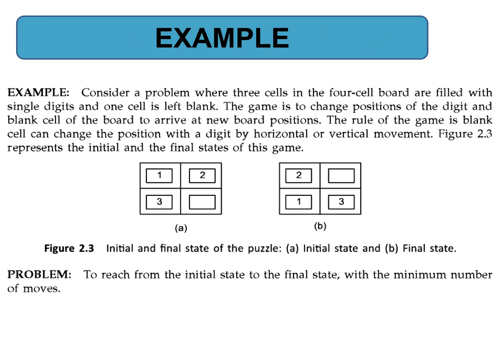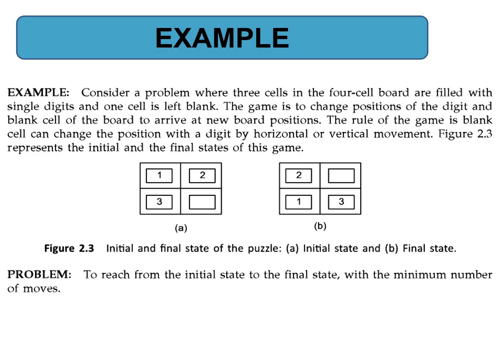So let me take a good example. We can take it as a block problem, considering three cells. The four-cell board is filled with single digits and one blank cell. The game is played by changing the positions of the digits, and the blank cell can be represented with a new board position. The rule of the game is that the blank can change position with a digit through horizontal and vertical movement. So the initial state will be 1, 2, 3, as given. The final state will be 2, 1, 3.